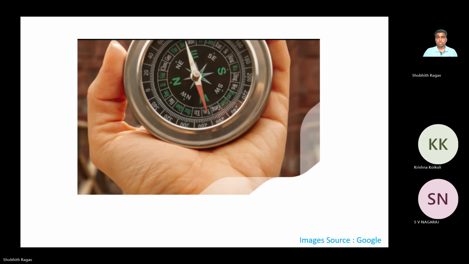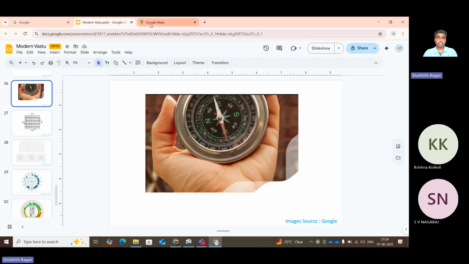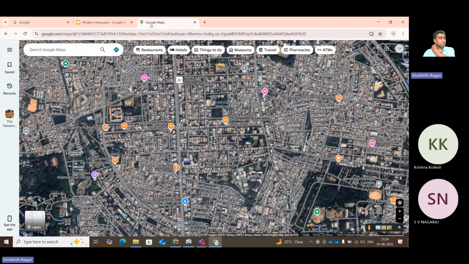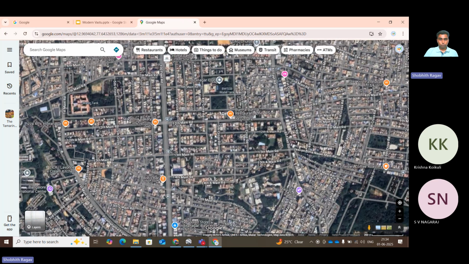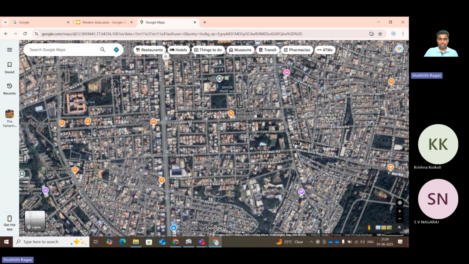For existing houses, it is easy. But if you're newly constructing, the only reference you have is the streets, the roads, right? That is the only reference you can take. So on Google Maps, I was just going through roughly and I understood, if you look at this area, this is Indiranagar. This was all BDA constructed, right?